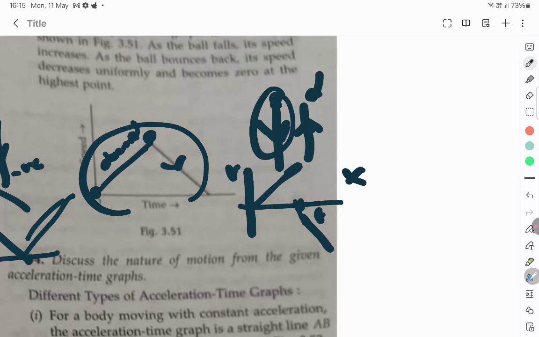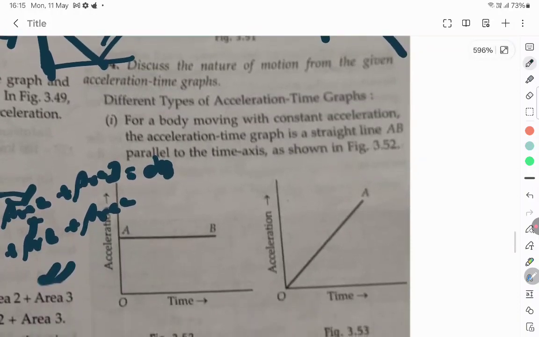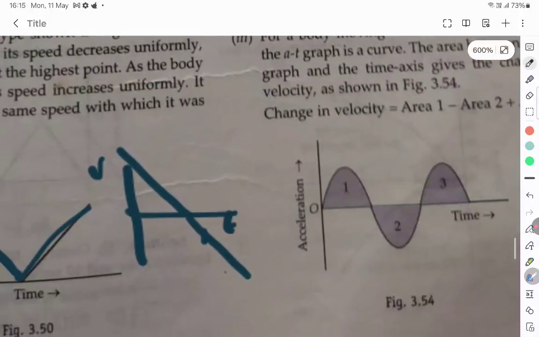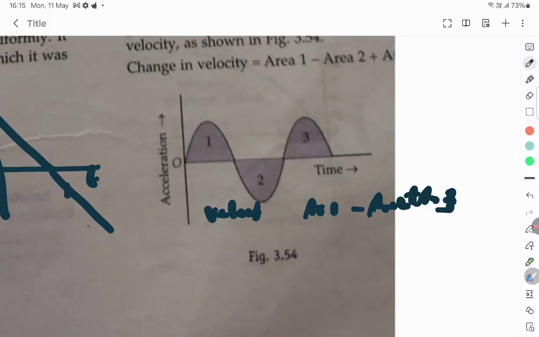Generally they don't ask this, but in case they ask. This is an acceleration time graph, in which acceleration is a constant. This acceleration is increasing linearly, and they ask you to find the area under this. You will get velocity. So area 1 minus area 2 plus area 3 will give me velocity, and area 1 plus area 2 plus area 3 will give me speed in an acceleration time graph.